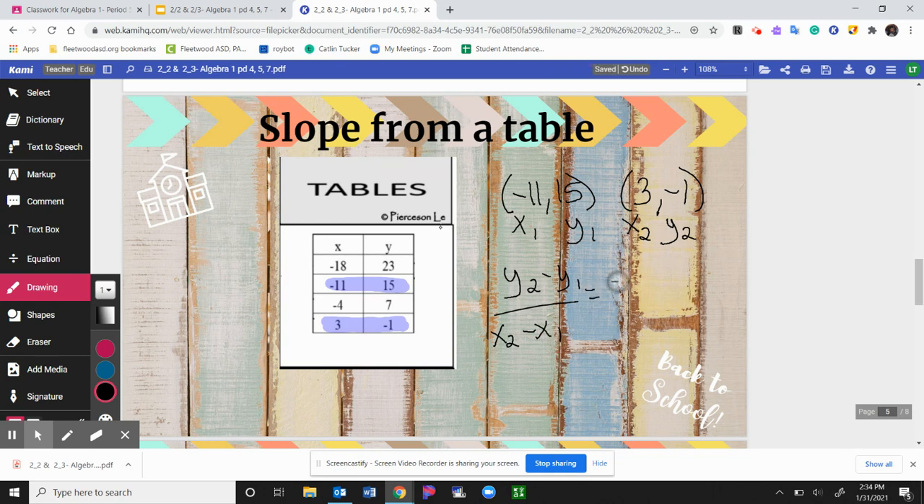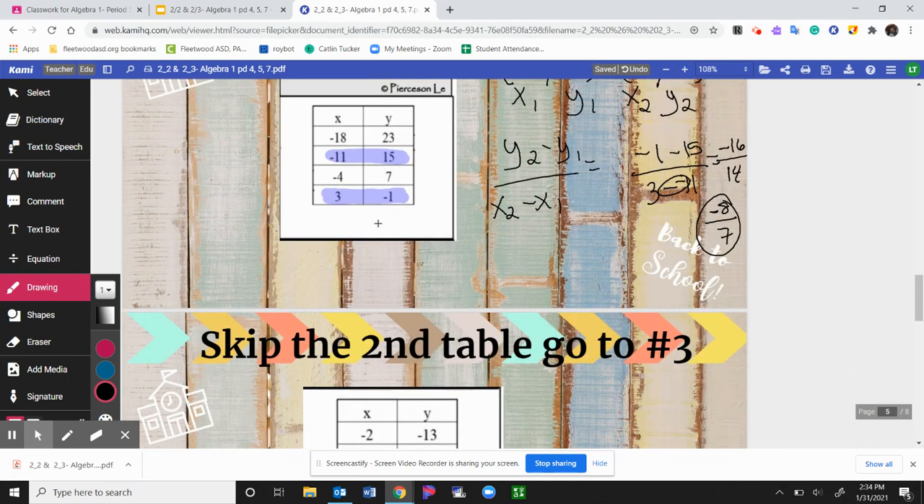I have my y2 here is negative 1, and my y1 is 15. Oops, I wrote an equal sign. Let's start that over. So I get negative 1 minus 15 all over my x2, which is 3, minus a negative 11. Doing my math here, negative 1 minus 15 is negative 16. 3 minus negative 11 is really a plus, so that becomes 14. Plugging this in the calculator, negative 16 divided by 14, hit enter, and then hit your math button, enter, enter, and simplifying that, we should get negative 8 over 7 as our answer.